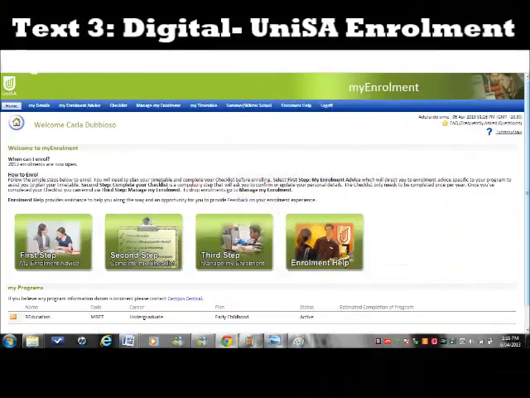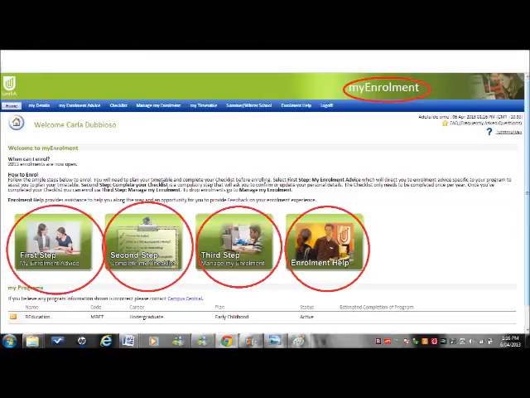And Text 3 is a digital text, illustrating the UniSA enrolment system. Its context of situation and culture is that it's an interactive text to assist students of UniSA in enrolling into their courses and to plan their timetable for the year. It has different steps to complete the enrolment process, and it is also part of the academic university life. It's an educational text for university purposes.